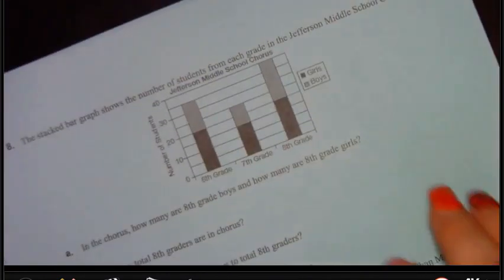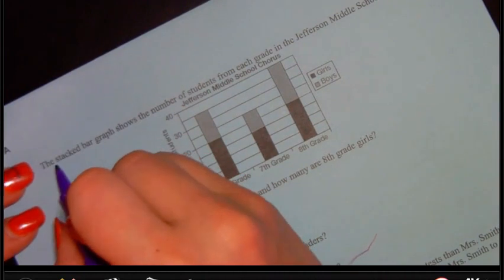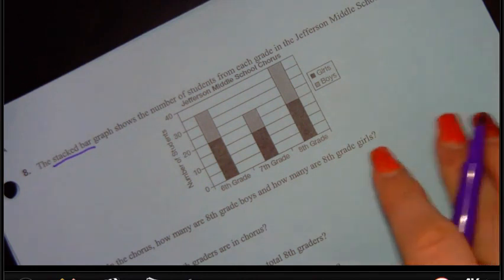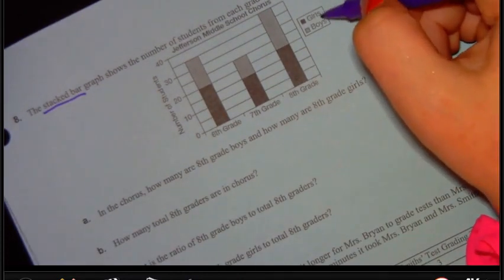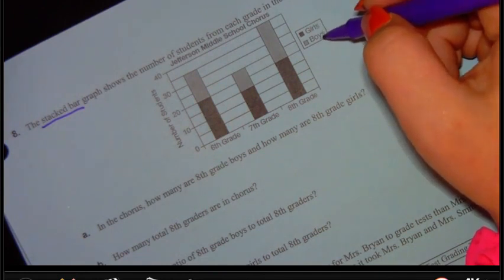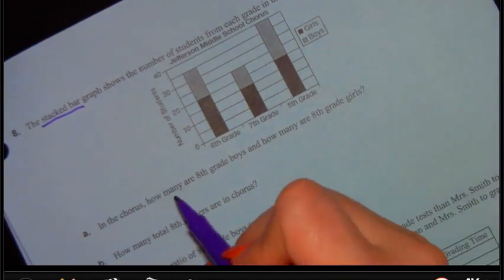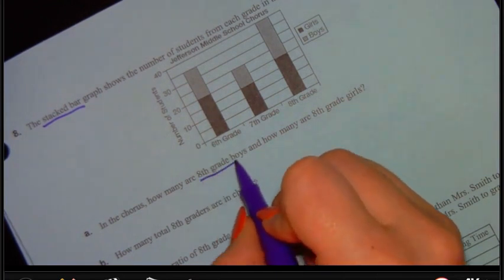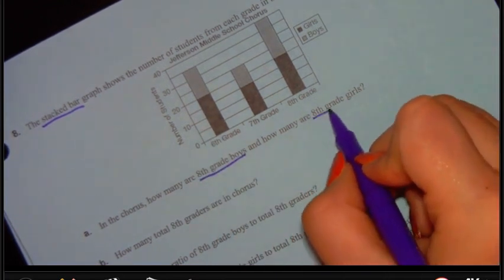All right, number 8. I have a stacked bar graph that shows the number of students from each grade in the Jefferson Middle School chorus. So if I look at my little key here, it looks like the darker are the girls and the lighter are the boys. All right, in the chorus, how many 8th grade boys and how many 8th grade girls?